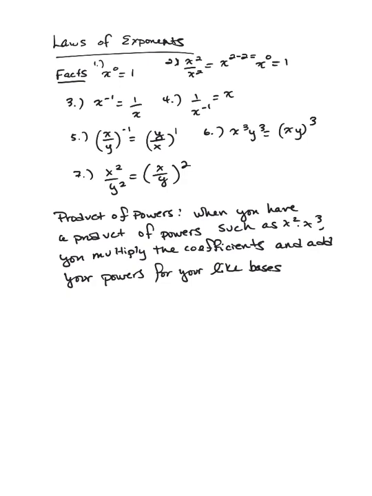Okay, so x squared is the same as 1x squared. X cubed is the same as 1x cubed. These are called coefficients, the ones. So you multiply them, 1 times 1 is 1. And then you add the exponents, 2 plus 3, you get 1x to the 5th. But of course you don't need the 1. All right, so we add the exponents. I'm sure you remember that. Okay, division of powers.